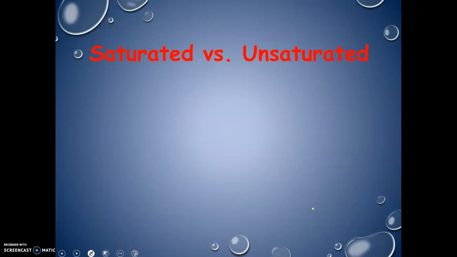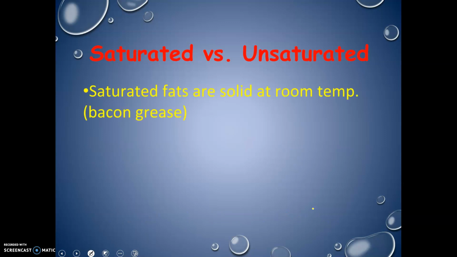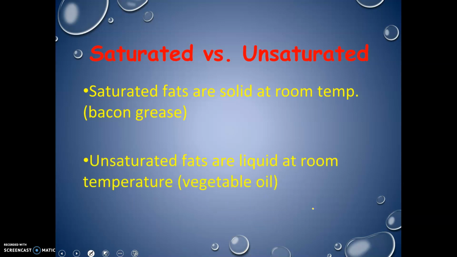So what's the difference between a saturated fat and an unsaturated fat? Well, saturated fats, you can recognize them because they're solid at room temperature. So for example, butter is a saturated fat. Bacon grease is a saturated fat. The marbling on a steak is saturated fat. Unsaturated fats are typically liquids at room temperature, like corn oil, olive oil, sunflower seed oil. So this is a way that you could visually recognize them.